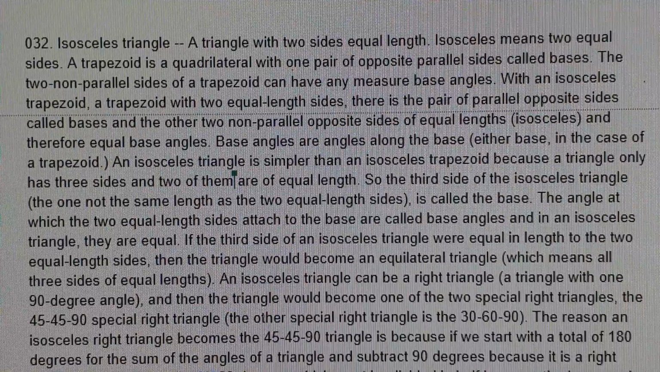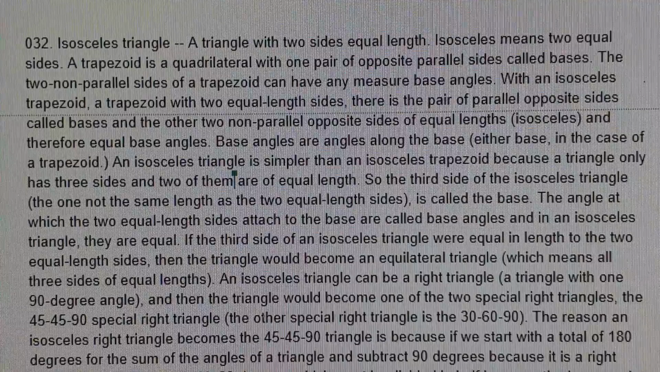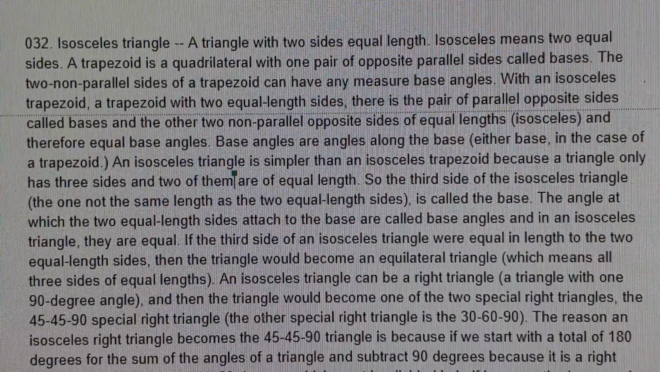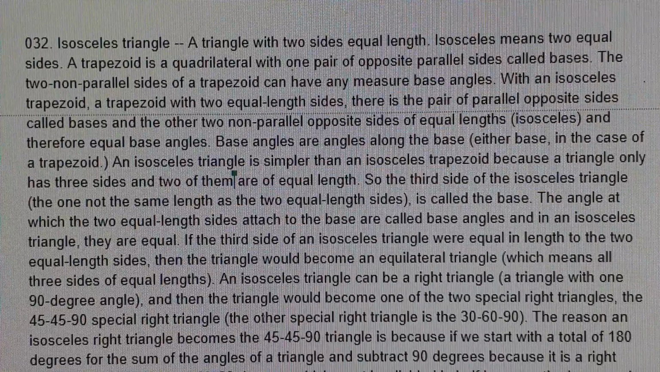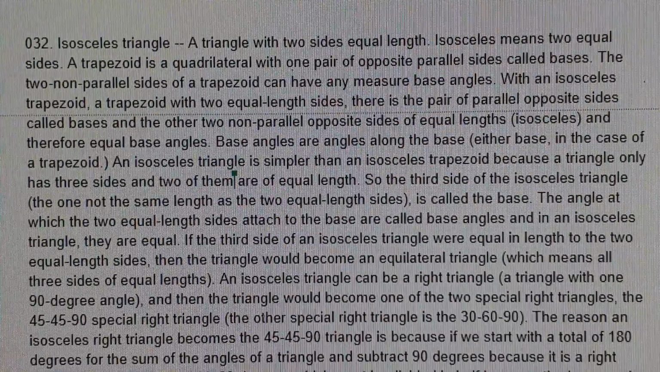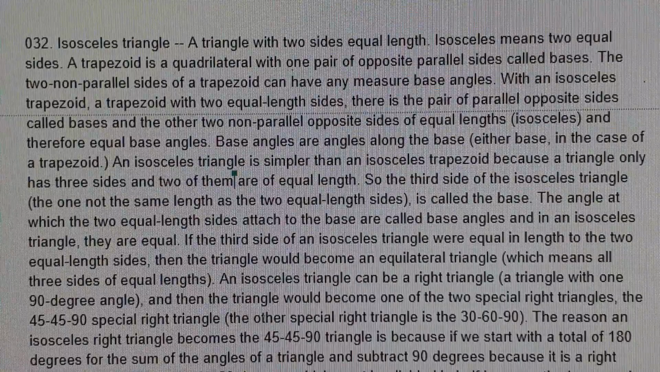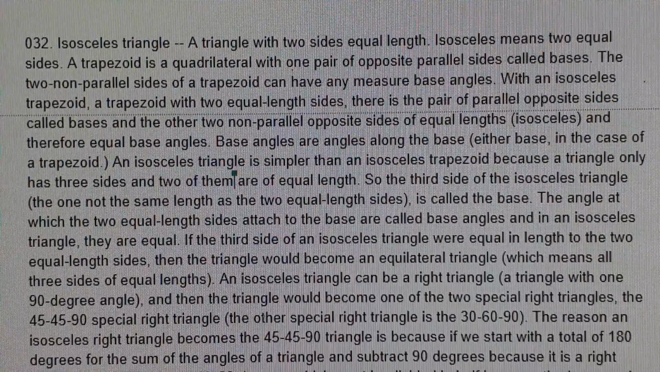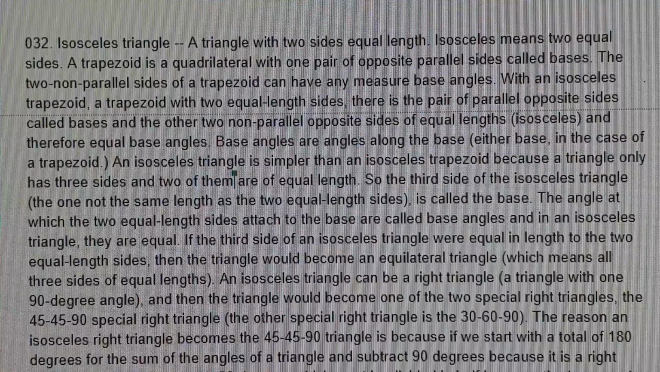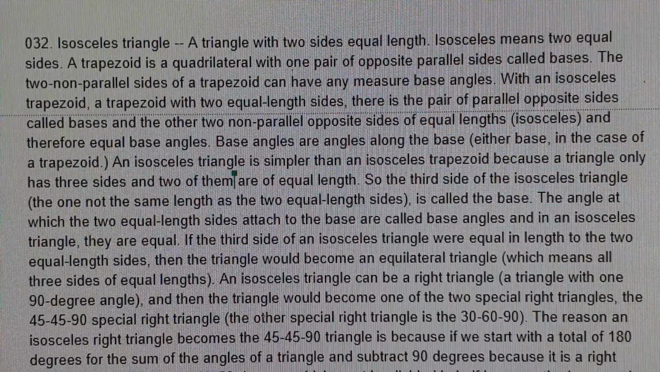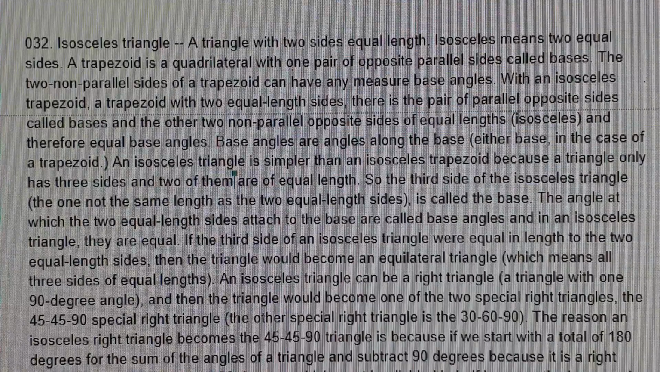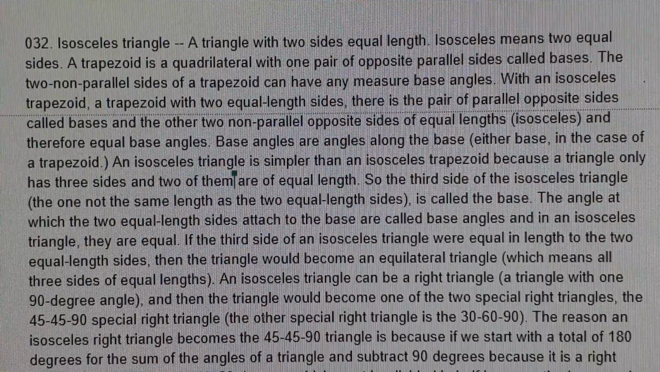An isosceles triangle is simpler than an isosceles trapezoid because a triangle only has three sides, and two of them are equal length. So the third side of the isosceles triangle (the one not the same length as the two equal length sides) is called the base. The angles at which the two equal length sides attach to the base are called base angles, and in an isosceles triangle, they are equal.